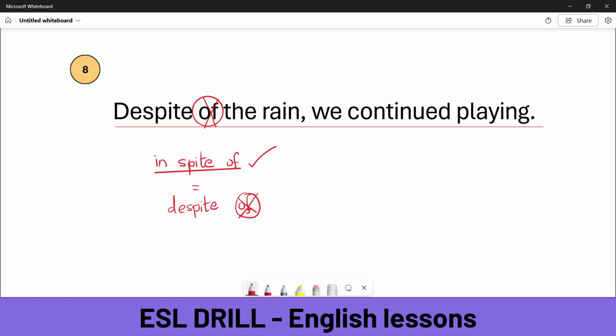Now if you take away this of, how does the sentence read? Despite the rain, we continued playing. Of course, you can say, in spite of the rain, we continued playing. It means, even though there was rain, we continued playing.